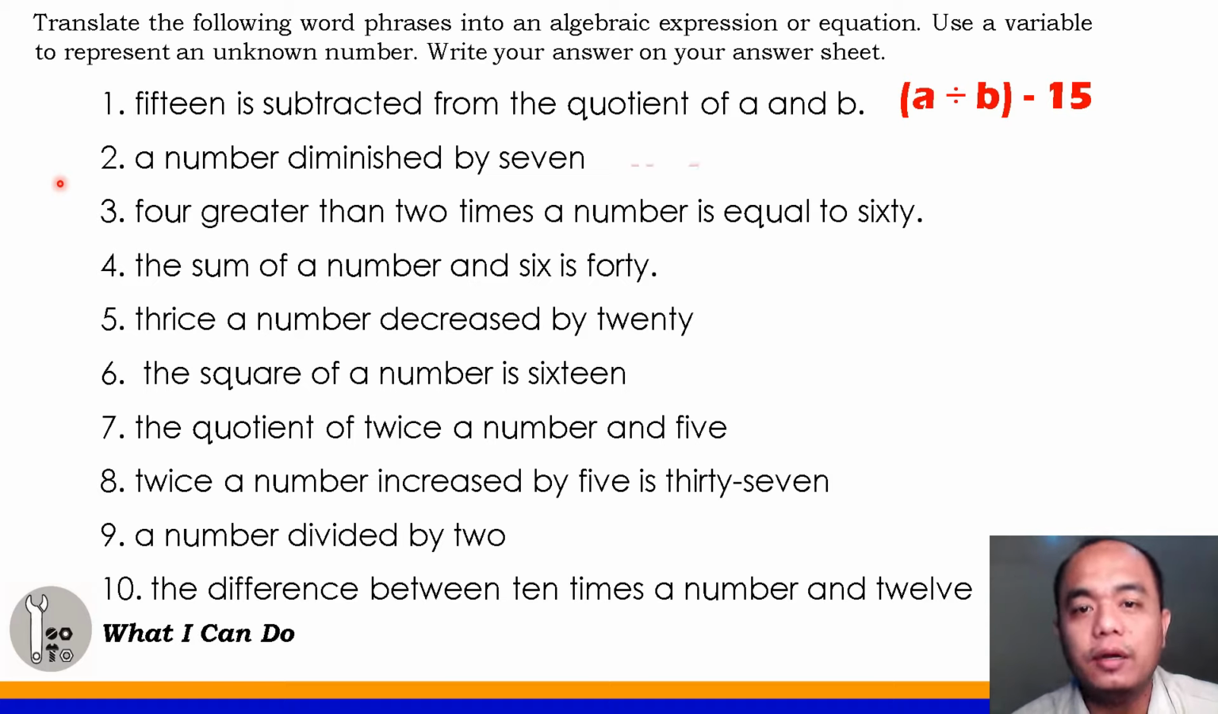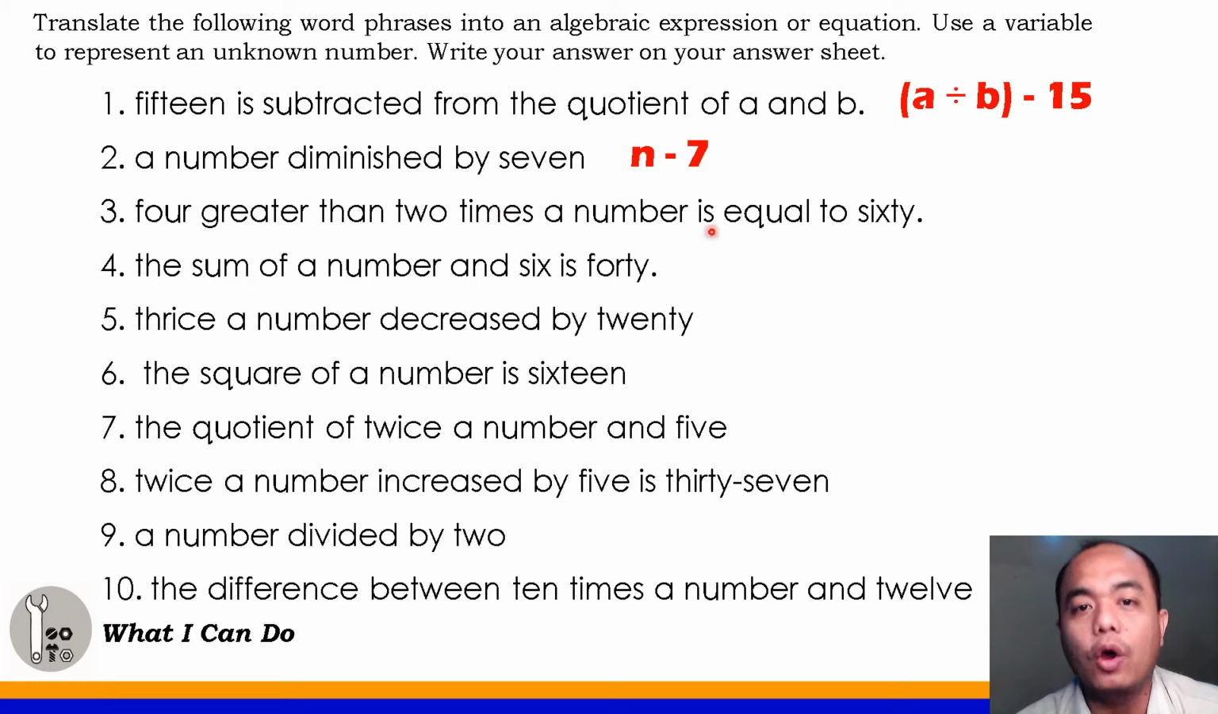So number 2 here is n minus 7. So ang ginamit natin dito na variable is letter n. Pero kung ang sagot mo letter A, letter B, letter T, letter S ang ginamit mo na variable, okay lang yun. Okay? Next, number 3. 4 greater than 2 times a number is equal to 60. So, ang ginamit ditong a number. Ikaw na ang magde-decide again.